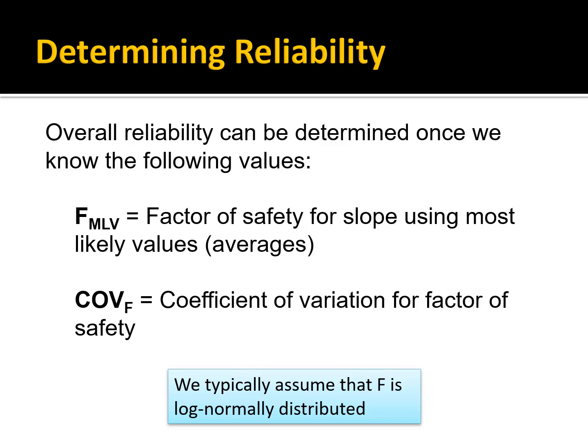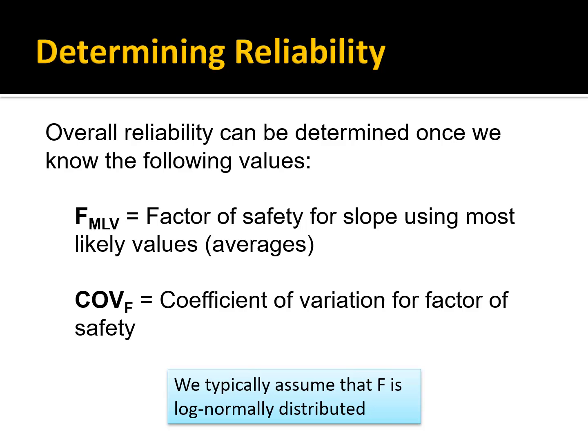we first need to come up with two numbers. One is the FMLV, the factor of safety for the slope using the most likely values or the averages. Now this is really straightforward. We know how to do this. You just take the mean parameter values, or the most likely values, the averages, and then run a traditional limit equilibrium slope stability analysis, and that factor of safety you get is the FMLV.